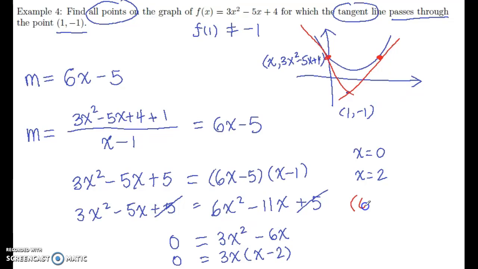So the first point has x equal to 0, comma, f of 0. And the second point is 2, comma, f of 2. So when we plug in, we get (0, 4) and then (2, 6) as our answer.